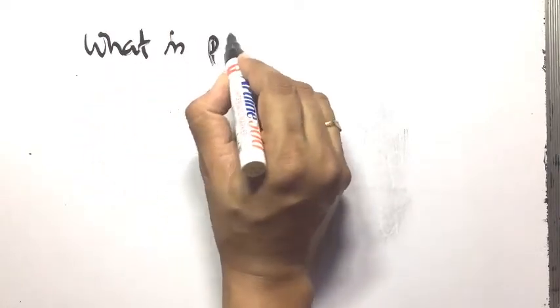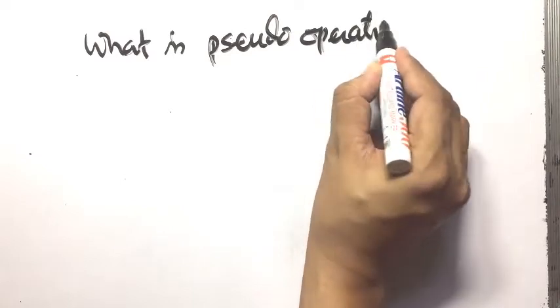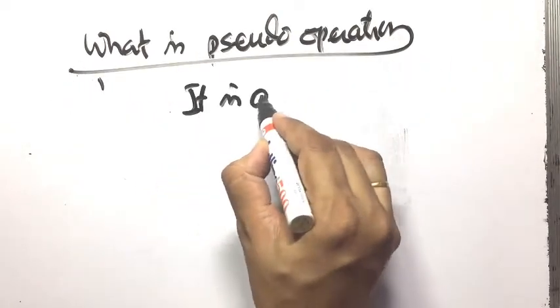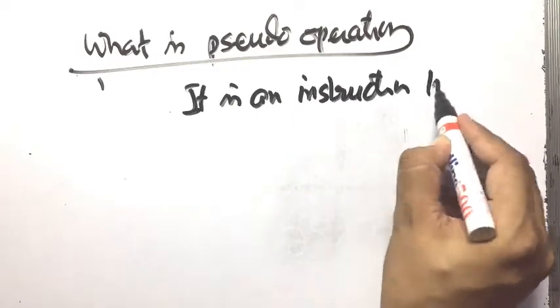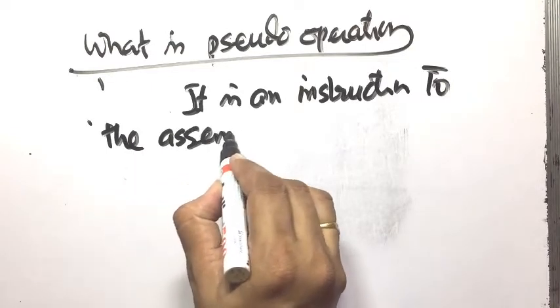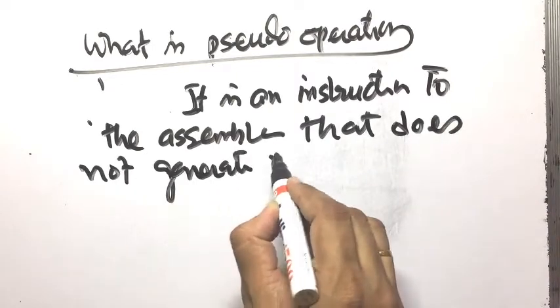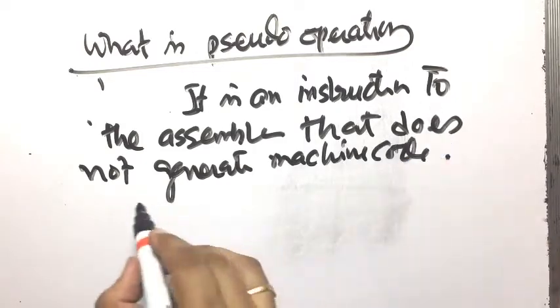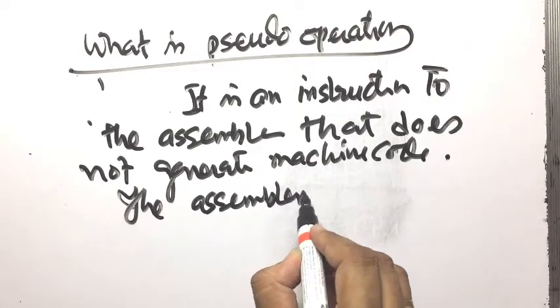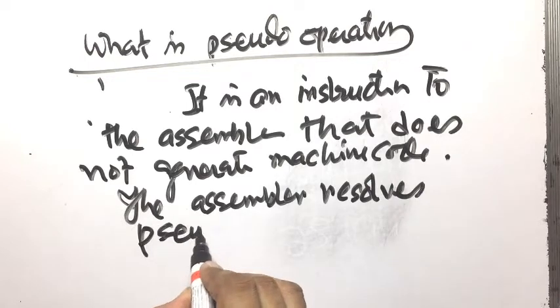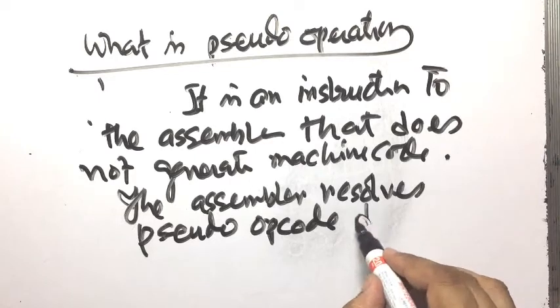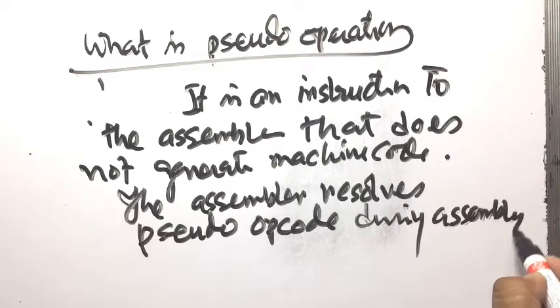Next one is, what is pseudo operation? It is an instruction to the assembler that does not generate any machine code. The assembler resolves the pseudo opcode during assembly.